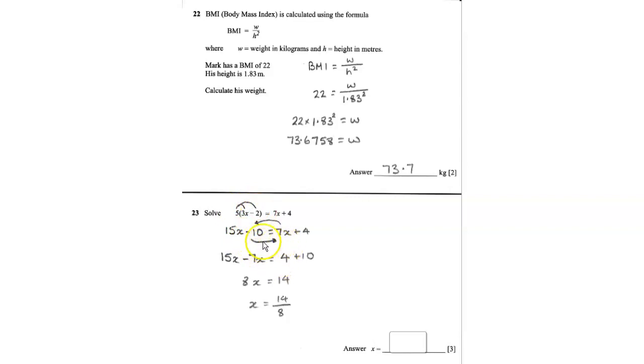And then we start rearranging. So to get minus 10 onto the other side, you add 10 on each side, and you should get plus 10 on the right hand side there. To get 7x onto the left hand side, you're taking away 7x on each side. So what we've got is 15x take away 7x, which is 8x, and 4 plus 10 is 14. So x is going to be 14 divided by 8 there, which is 14 over 8 as the answer.